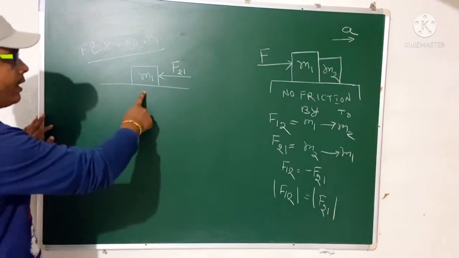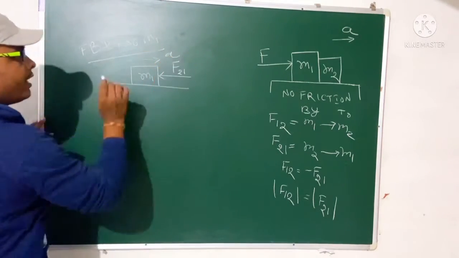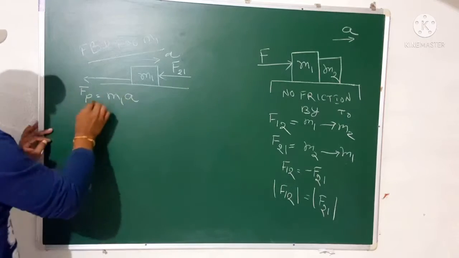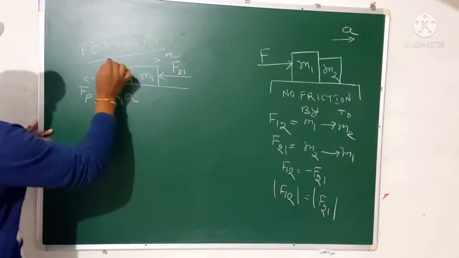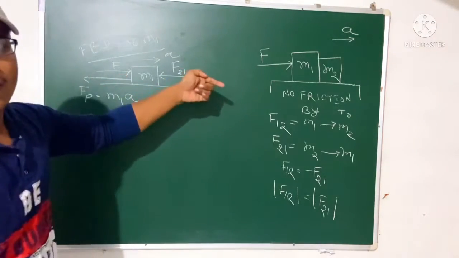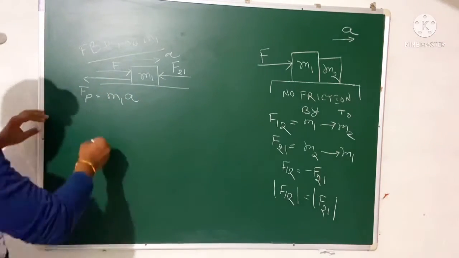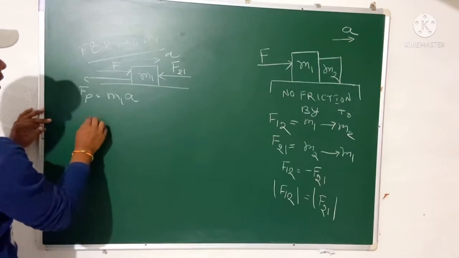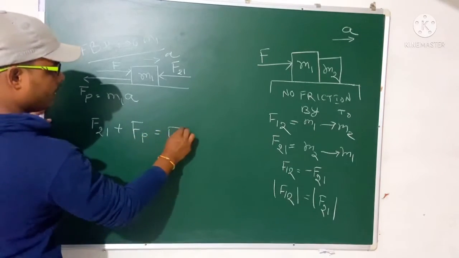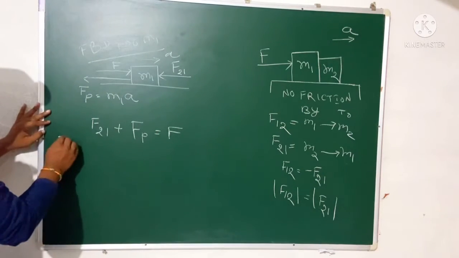So we are taking the FBD of M1. F21 is in the left direction and the particle is moving in the right direction, so there will be a pseudo force, right? Which is equal to M1A, and we are giving a force F to M1. Look, F is the only force acting to the right side, and F21 and the pseudo force are the two forces acting to the left side. So what will the equation be? F21 plus the pseudo force equal to F, right? So this is the FBD for M1.